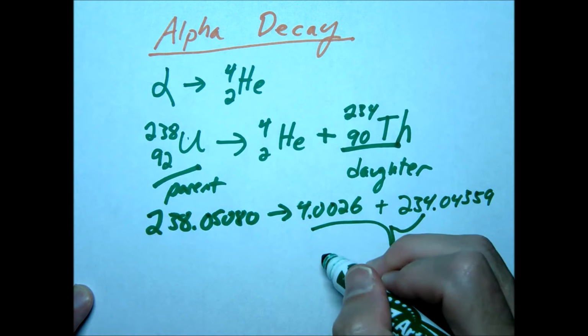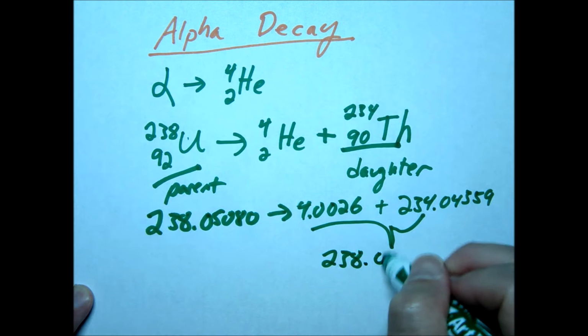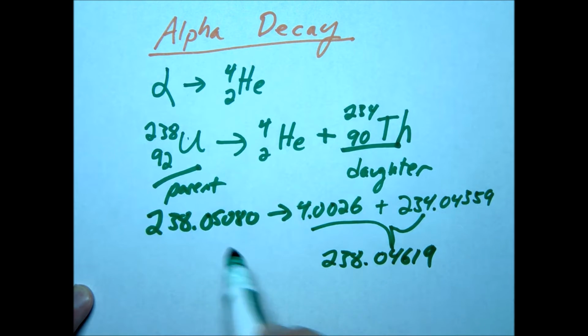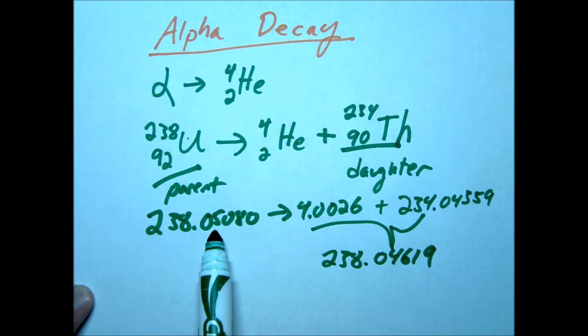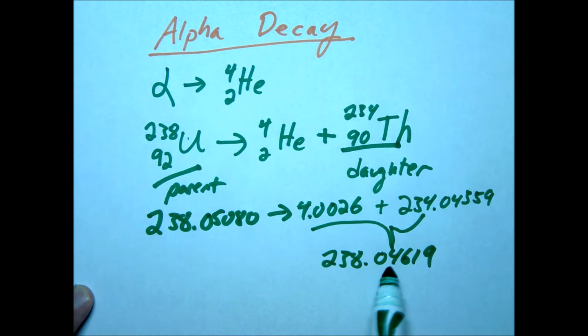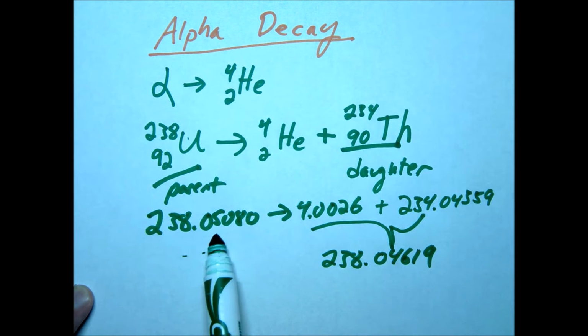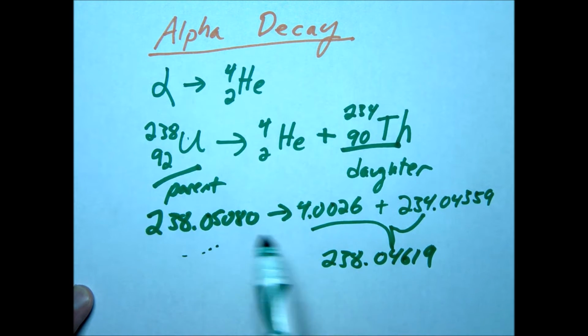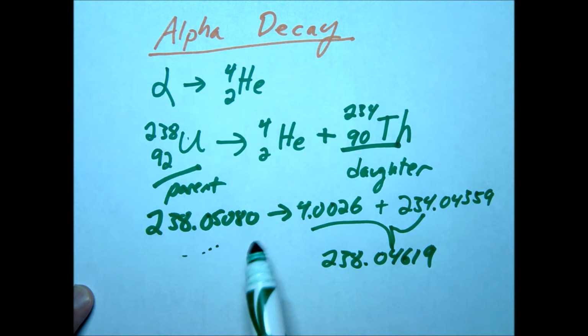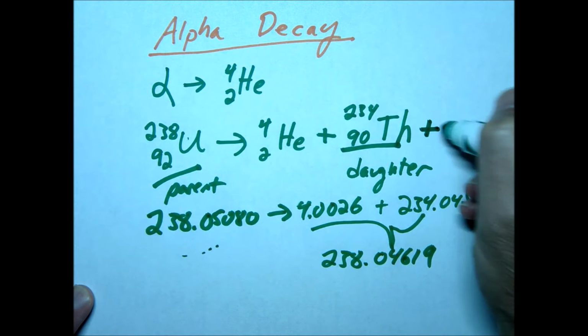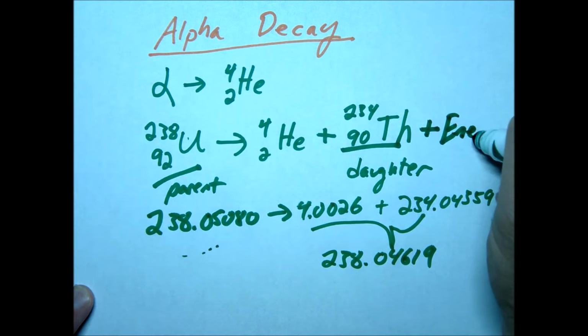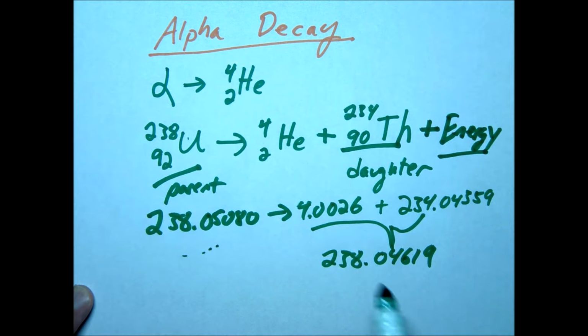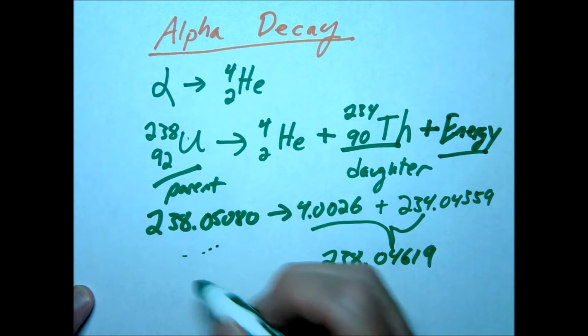When you add these two up, you're going to get 238.04619. So we started with more mass than we ended with, right? 238.05, 238.04. So we ended with less mass. So the question is, where did that extra mass go? And as we've been discussing, that extra mass now gets turned into energy. Remember, mass can turn into energy. And so the leftover mass is going to turn into energy.